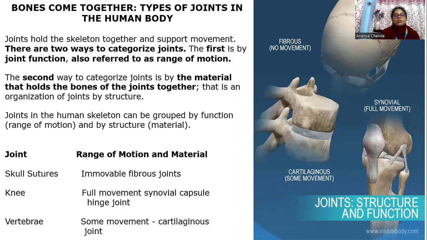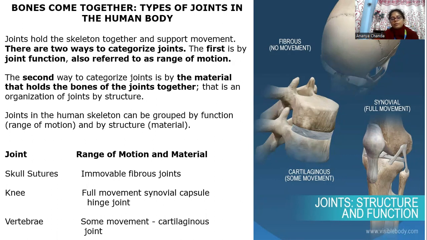So these bones come together in types of joints in the human body. The joints hold the skeleton together and support movement. There are two ways of categorizing the joints. The first is by joint function, also referred to as range of motion. The second way is to classify them by the material that holds the bones of the joints together.